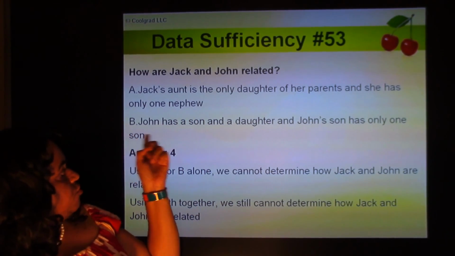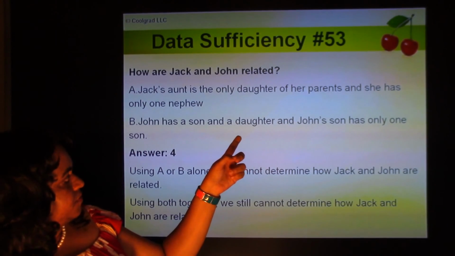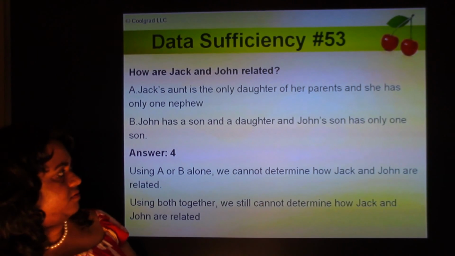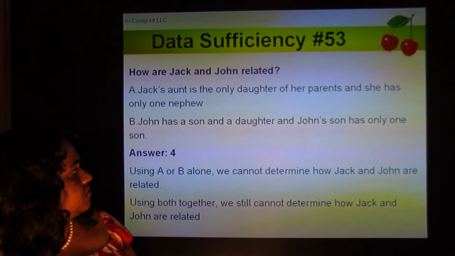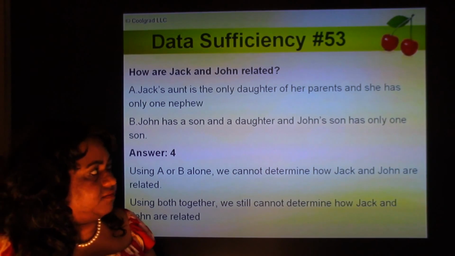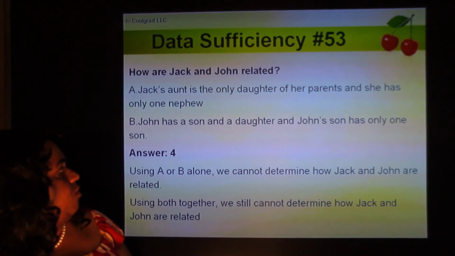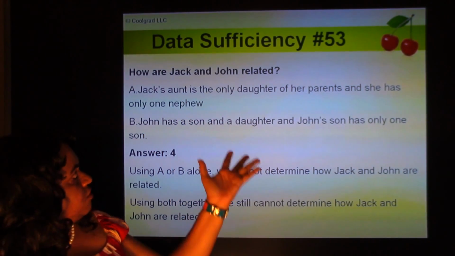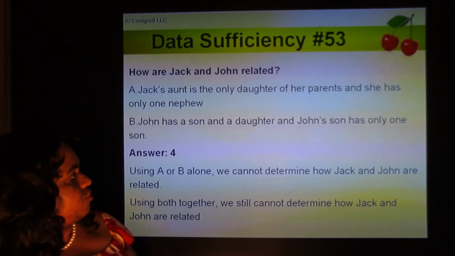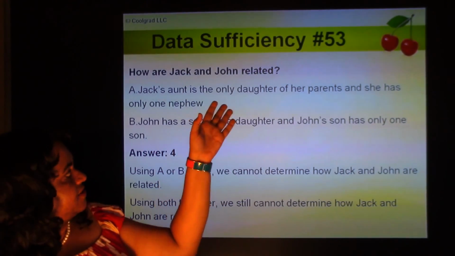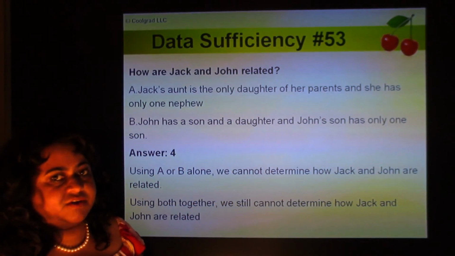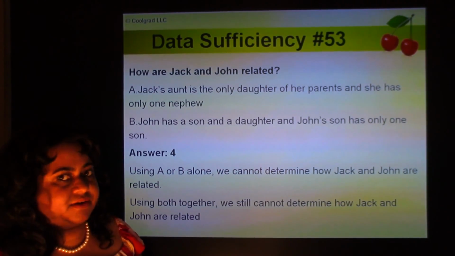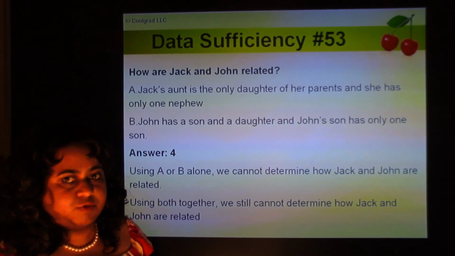So using statement B alone, John has a son and a daughter, okay? And John's son has only one son. But we don't even know if John's son is Jack. For all you know, these statements have absolutely no correlation to each other. John's son and daughter may be a completely different family. Jack's aunt is maybe a different family. They're not even related here. So using both the statements together, we still can't say how Jack and John are related. So we pick option 4. Both the statements together are insufficient.